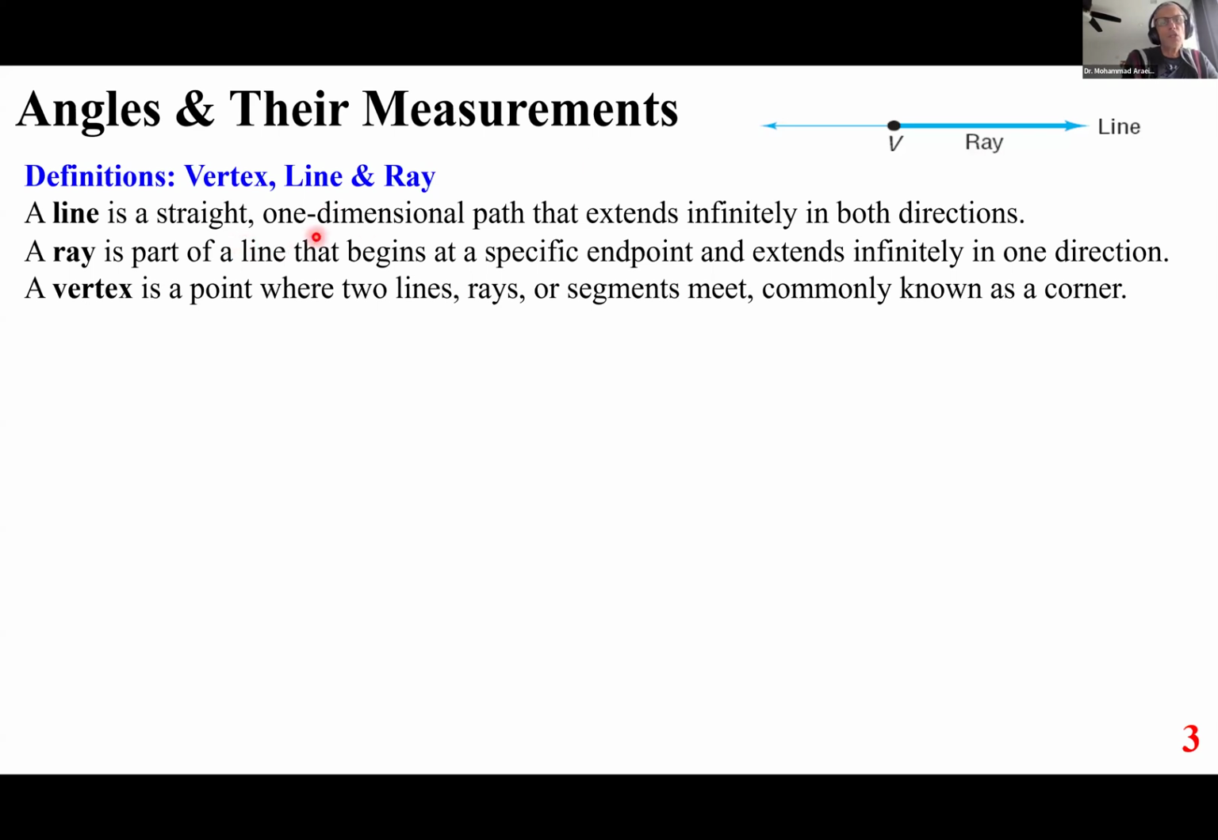A line is a straight one-dimensional path that extends indefinitely in both directions. A ray is a part of a line that begins at a specific endpoint and extends indefinitely in one direction. So both directions is a line, one direction is a ray. A vertex is a point where two lines, rays, or segments meet, commonly known as a corner.